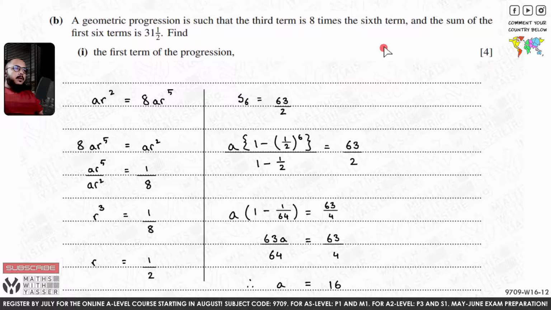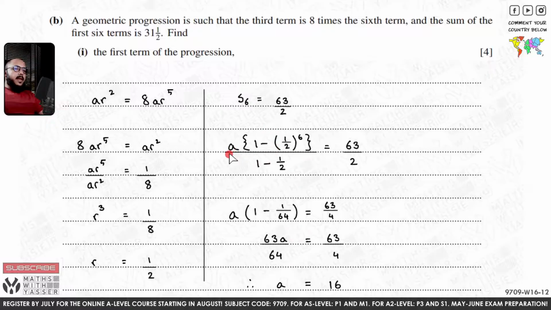Now let's use the second part of the question to figure out the value of a, which was the sum of the first 6 terms is 31 and half. So sum of 6 terms is 63 over 2 if we convert the mixed fraction into improper fraction. Sorry, this is a proper fraction. And since r is less than 1, we can use the formula a times 1 minus r to the power n over 1 minus r for the sum of geometric progression.